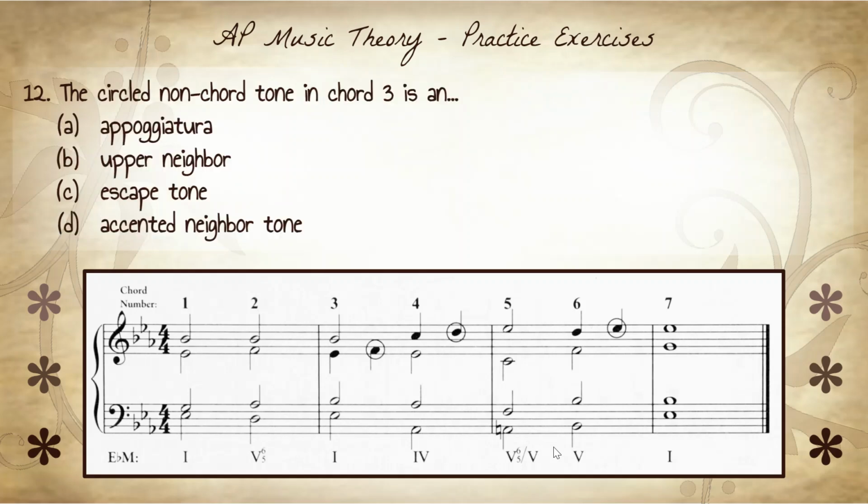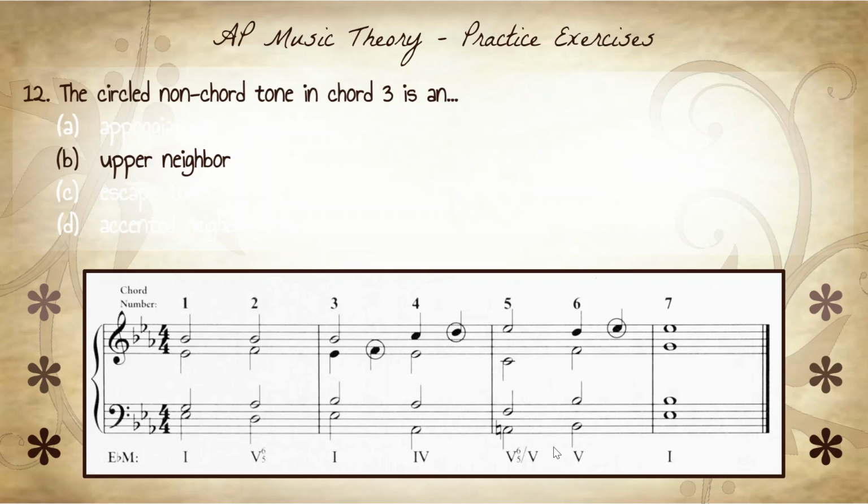Question 12. The circled non-chord tone in chord 3 is an A, appoggiatura, B, upper neighbor, C, escape tone, or D, accented neighbor tone. Correct answer is B. The non-chord tone in chord 3 is an upper neighbor, a note above two of the same notes in the same voice. In this case, the added non-chord tone also creates parallel fifths between tenor and alto. Do not use non-chord tones on the exam.